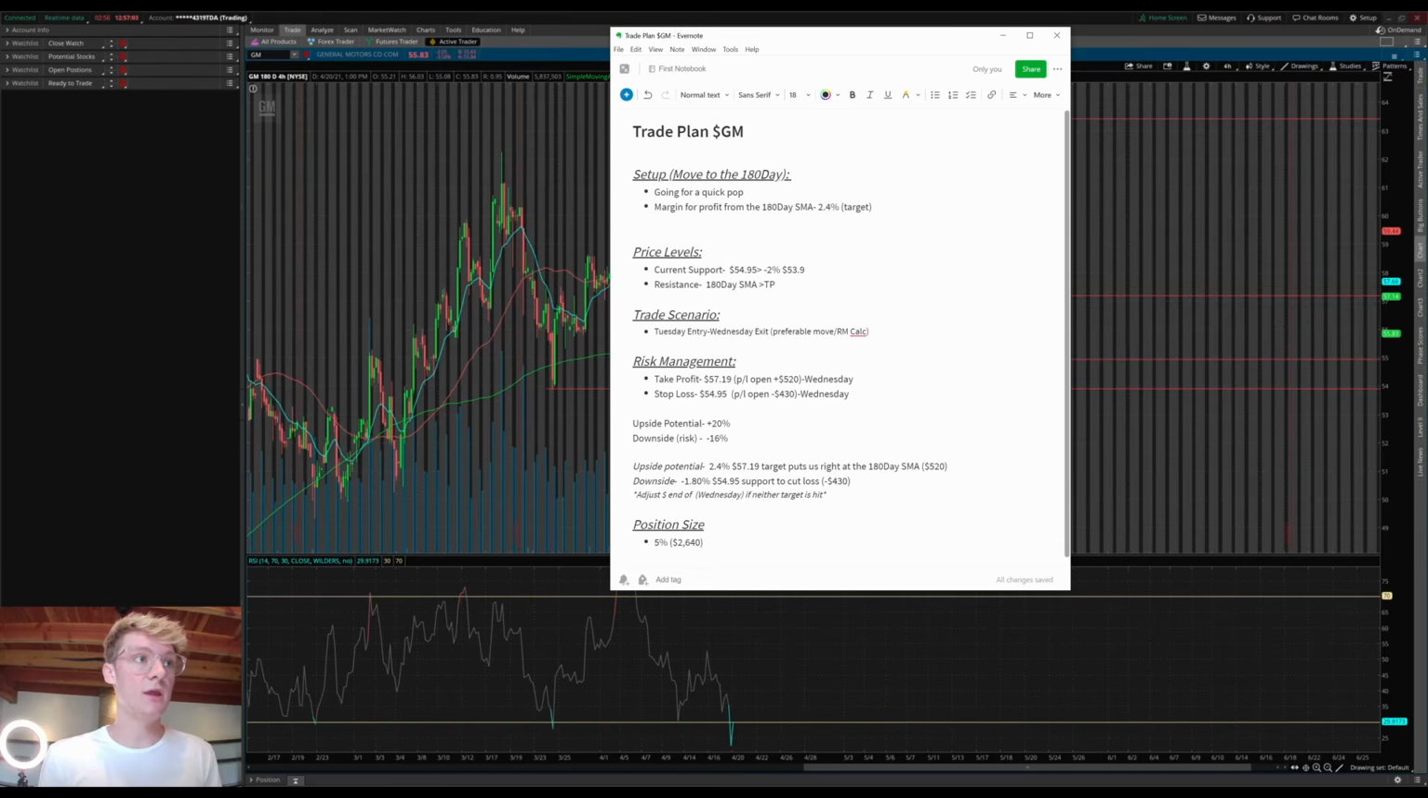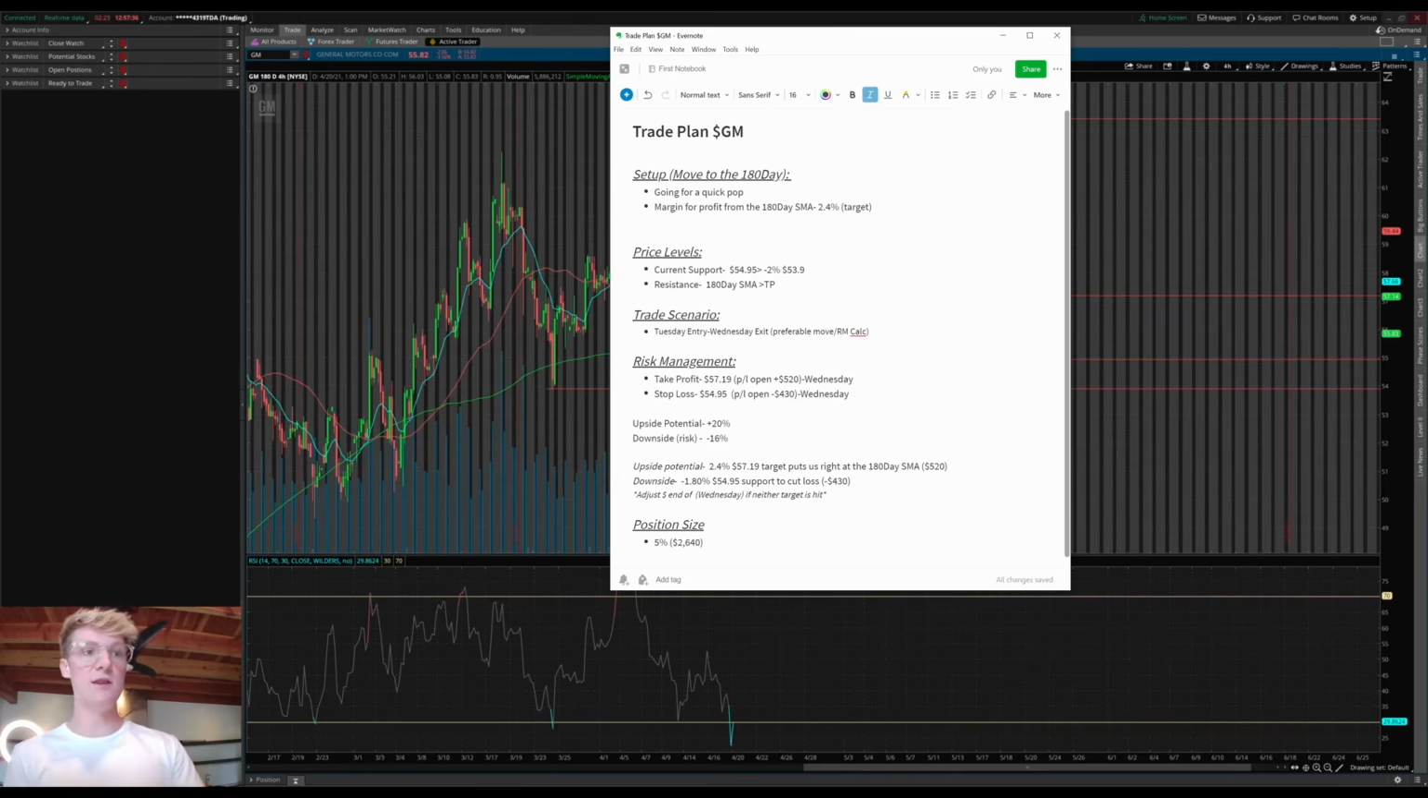We're looking at about a negative 1.80% stop set at 54.95, support, to cut loss with a $430 loss if we do hit that target. And I said adjust the dollar value at the end of Wednesday if neither target is hit. So we're going to have to adjust these numbers if we don't get the upside or the downside move and we don't hit our targets tomorrow. We will have to make calculations and adjust these percentages and these numbers.